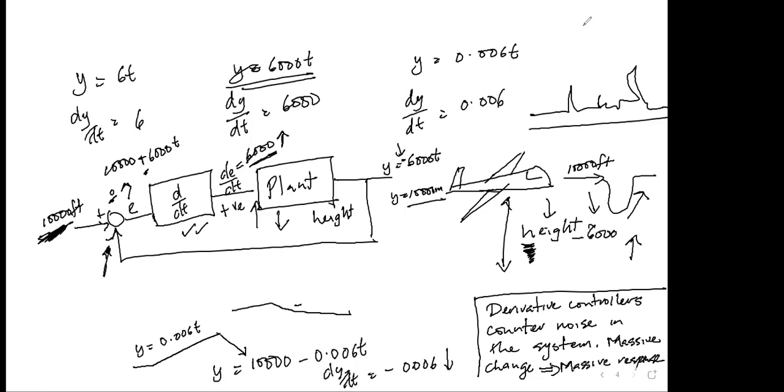The PID controller is basically just to make sure that the plant goes to the value that we want, stays there, and is not prone to any error. All right. So that is why we have those.